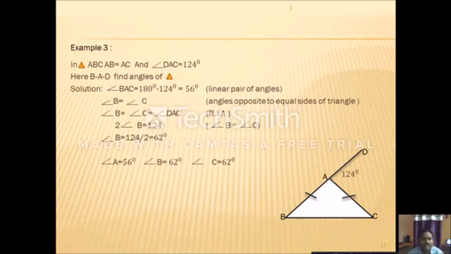56 degrees, and therefore angle BAC is 56 degrees. Angle B and angle C are the congruent angles because of the theorem: angles opposite to the equal sides of a triangle are equal. Therefore the sum of these two angles will be double one of them, that is twice B is equal to 124 degrees, and therefore angle B is equal to half of it, that is 62 degrees, and therefore angle B and angle C each will be 62 degrees.